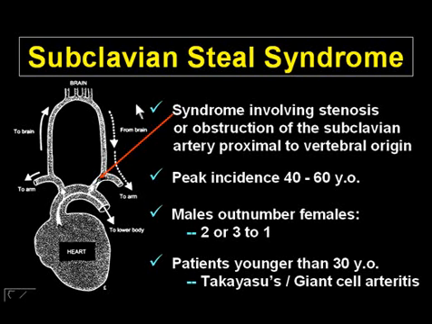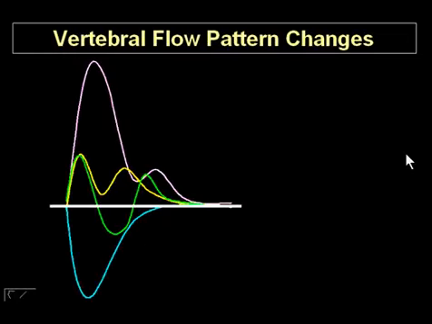When you see these patients, they often will come in with asymmetric blood pressures or symptoms referable to the posterior circulation. The peak incidence is in patients who are between the ages of 40 and 60 years. Males outnumber females 2 or 3 to 1, and it can also be seen in patients younger than 30 years of age, in patients who have Takayasu's disease or giant cell arteritis.